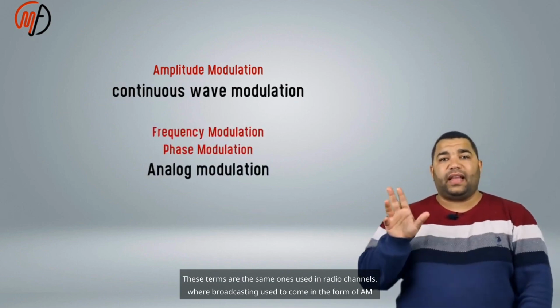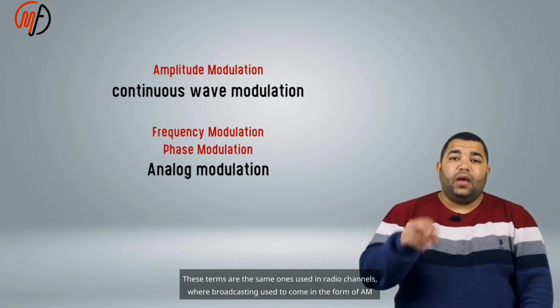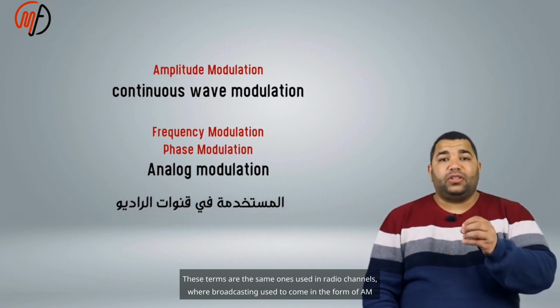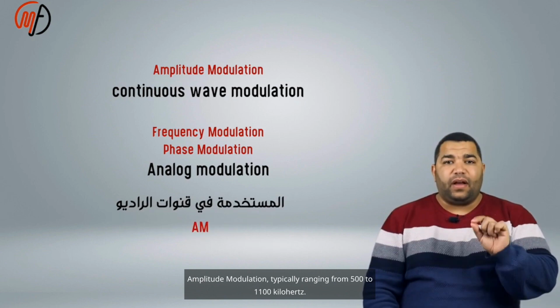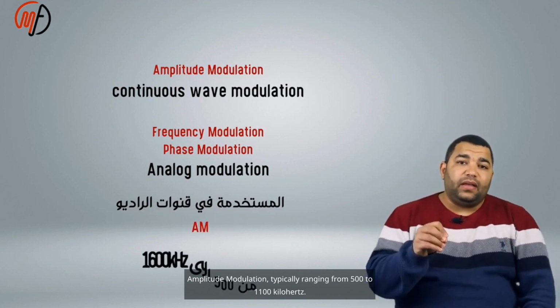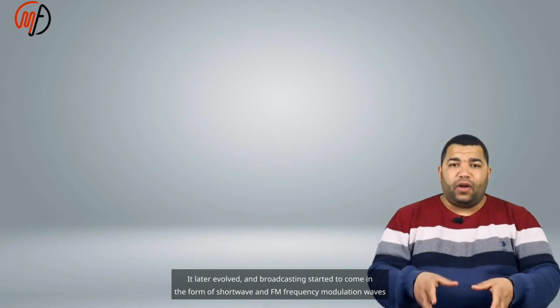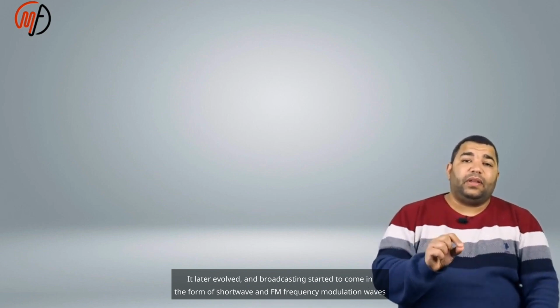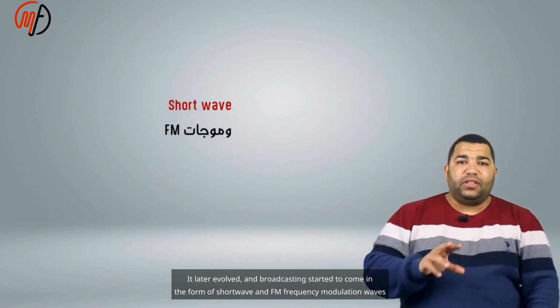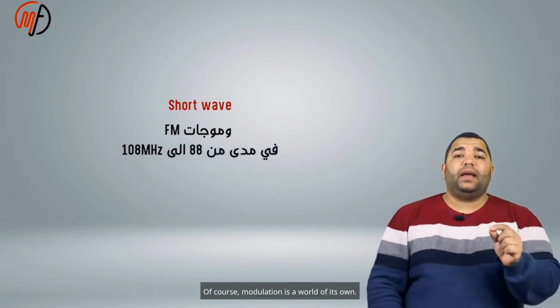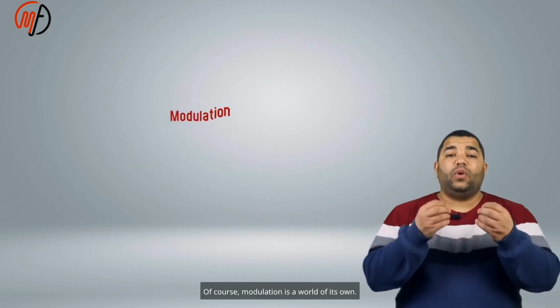These terms are the same ones used in radio channels, where broadcasting used to come in the form of AM, amplitude modulation, typically ranging from 500 to 1100 kilohertz, or a range from 500 to 1600 kilohertz. It later evolved, and broadcasting started to come in the form of shortwave and FM, frequency modulation, waves in the range of 58 to 108 megahertz. Of course, modulation is a world of its own.